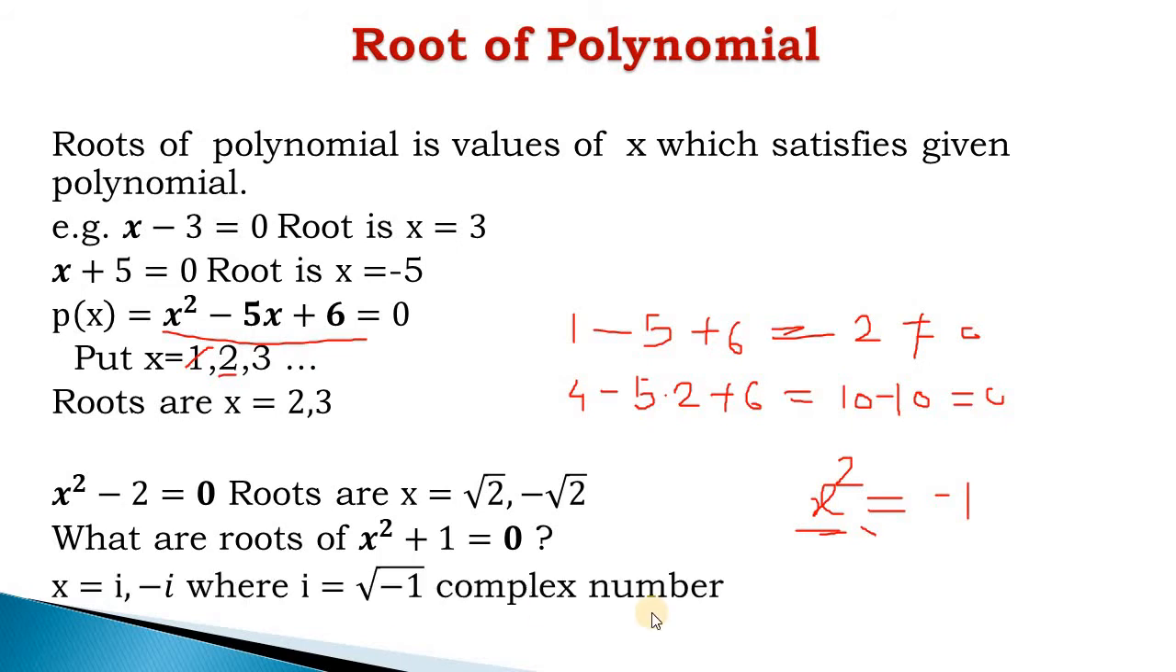But if I consider the complex number, i is equal to root of minus 1. So therefore, i square becomes minus 1. i satisfies this equation. Similarly, minus i also satisfies this equation. So in this way we get 2 roots.